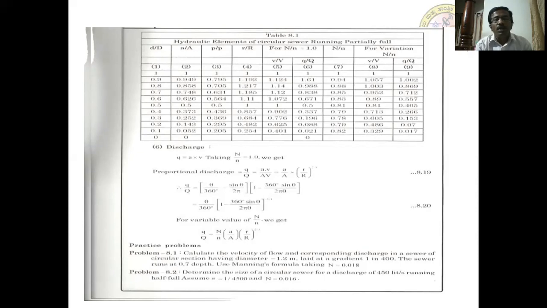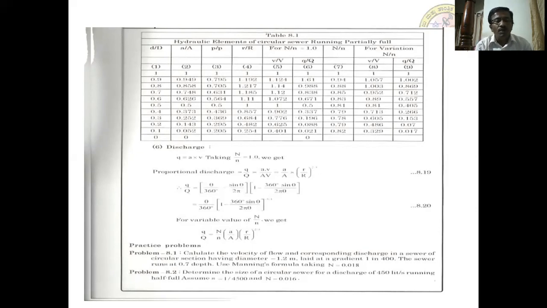Similarly, Q by Q is also 1.01. So the values of V by V as well as Q by Q are more than 1 for partial flow. This is the speciality of this one. The values of V by V and Q by Q are 1 for the running full condition, but more than 1 for 0.9. Once again, you go for 0.8. If you observe the table, V by V is 1.14, but Q by Q is just less than 1 and goes on decreasing.